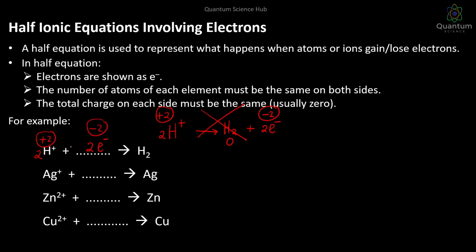So positive 2 and negative 2, all of them will add up to 0. And hydrogen, H2, is 0. So they are already balanced. That is how you do the half ionic equation involving electrons, okay?